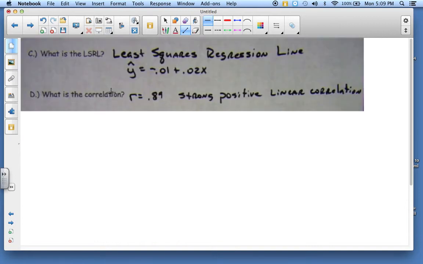Next, this is the backside. What is the LSRL? In our case, it was y hat is equal to negative 0.01 plus 0.02x. What is the correlation? The correlation was 0.89, which gave us a strong positive linear correlation.